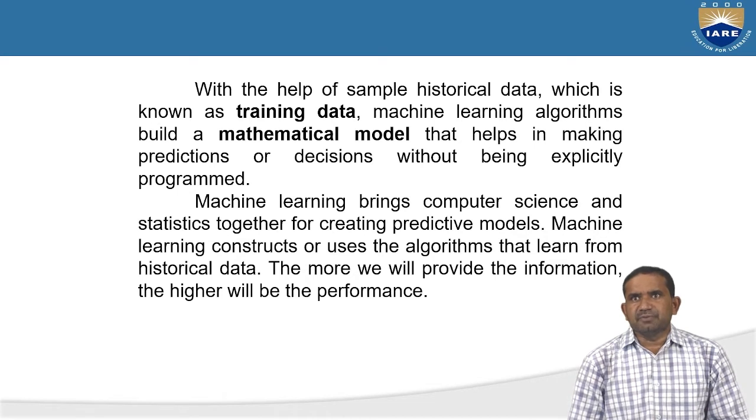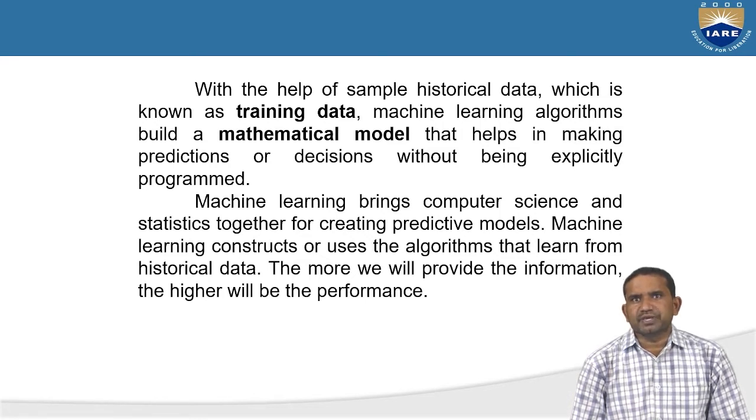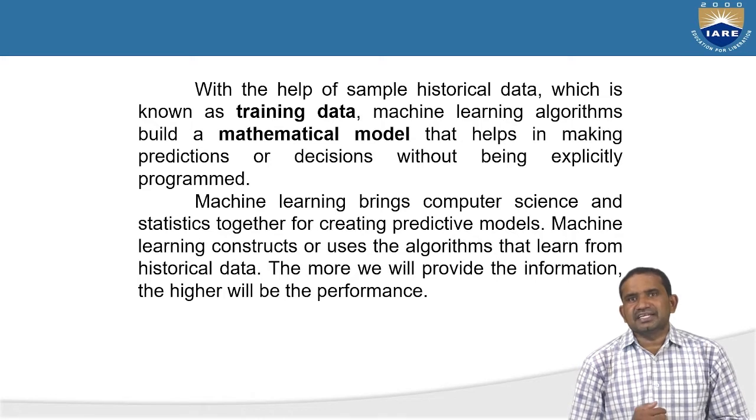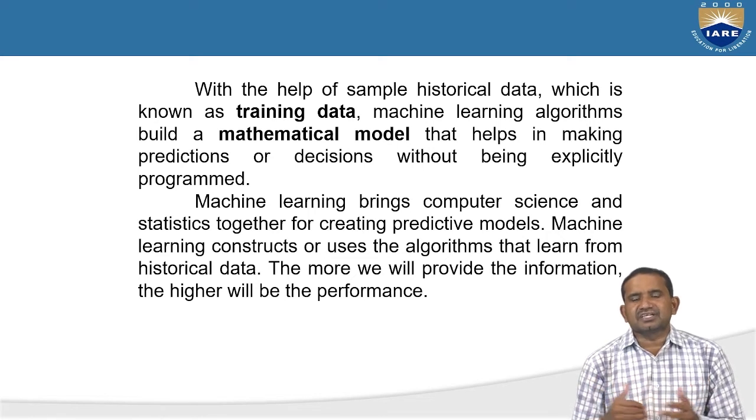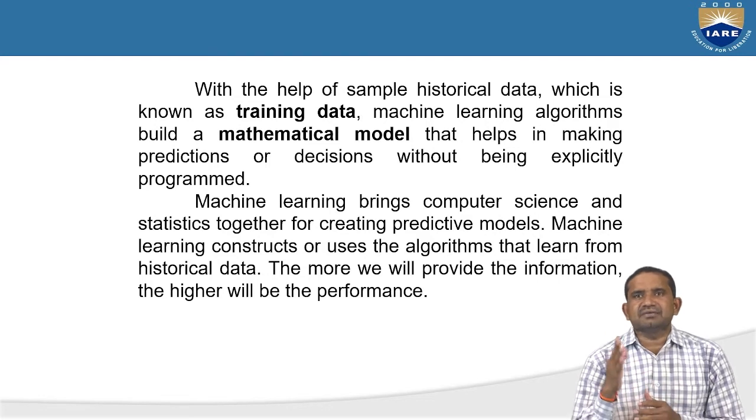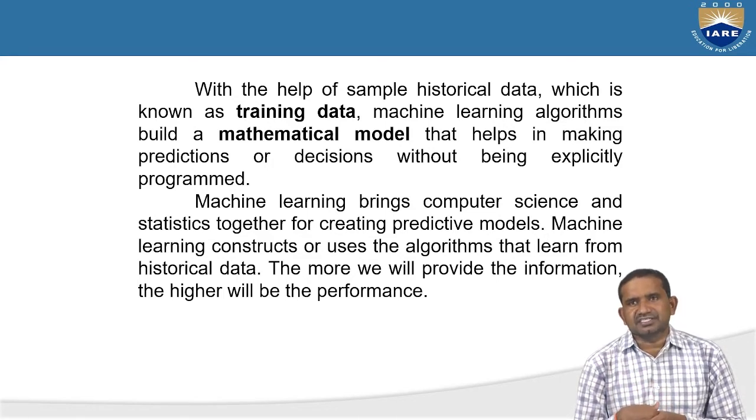With the help of sample historical data, which is known as training data, machine learning algorithms build a mathematical model that helps in making predictions or decisions without being explicitly programmed. Means the machine can learn something from the historical data, or training data, by using machine learning algorithms and make mathematical models. Based on the mathematical models, it helps make predictions or decisions without being explicitly programmed.